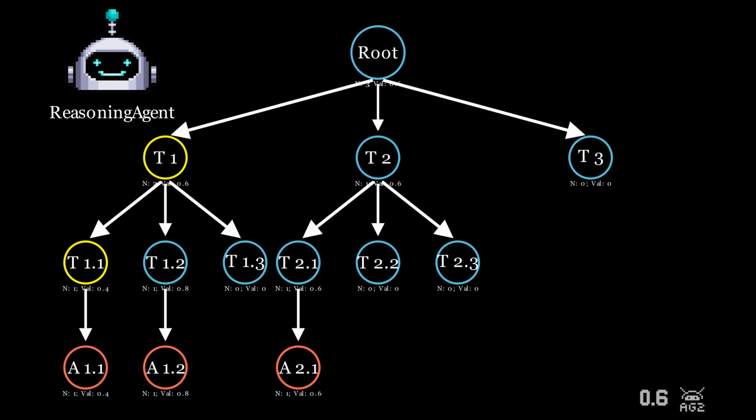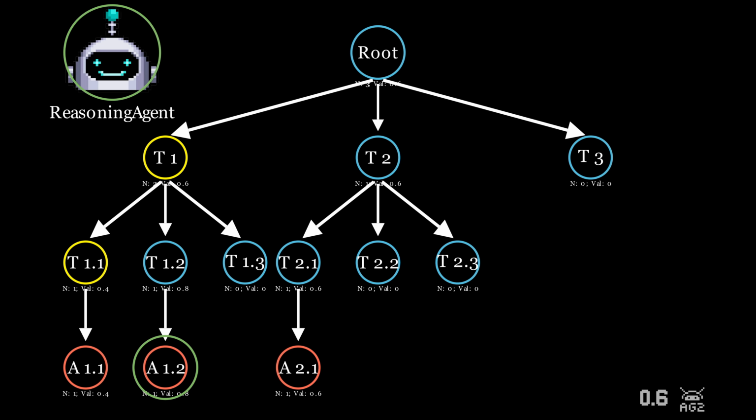After running several simulations, MCTS can identify which branch consistently yields better values. And over time, the agent gains confidence in selecting the path with the highest average value. Eventually, the algorithm points us toward the most promising final answer node, which in this case is A1.2 with a value of 0.8. This answer will be returned to the user.